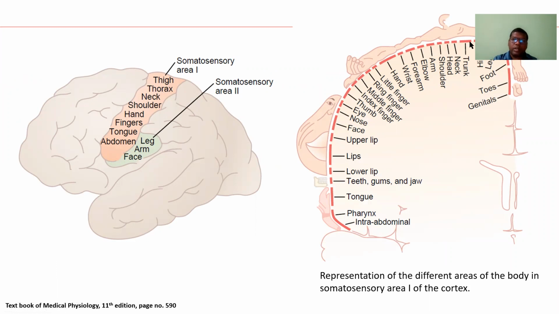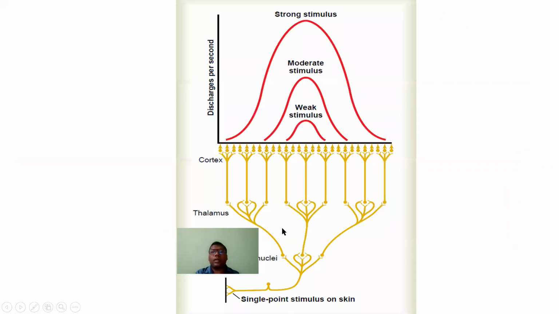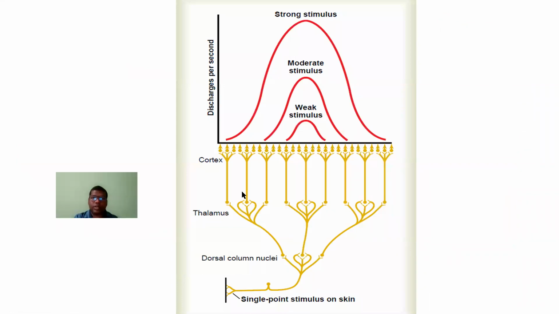For example, the somatosensory area receives information from the thigh, thorax, neck, shoulder. Another area of the cerebral cortex receives from the genitalia. So this cortical area is divided and receives the information from a specific area of the body. So the sensory information goes to this area and informs the CNS or the cerebrum for further processing.